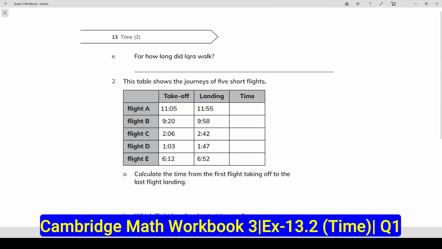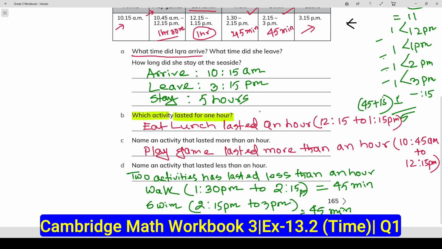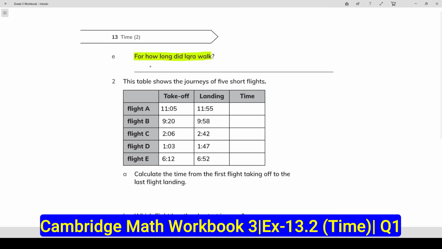And we have also another question from that table, for how long did Ikra walk? So walk already mentioned, it's a what? Less than 1 hour, walk 45 minutes. So we can write here walk 45 minutes. If you want, you can mention the time, which is 1:30 p.m. to 2:15 p.m. Okay, so first question answer done.